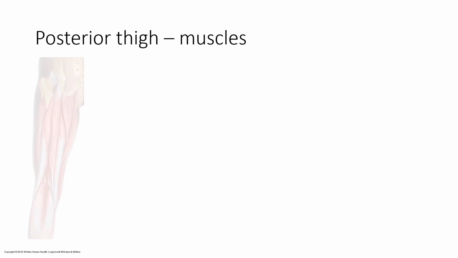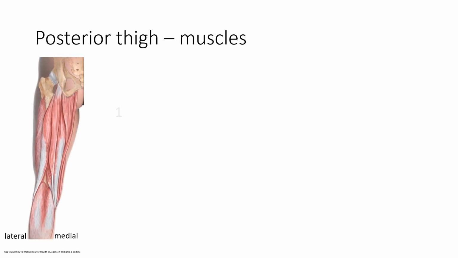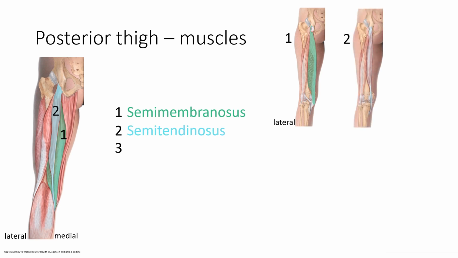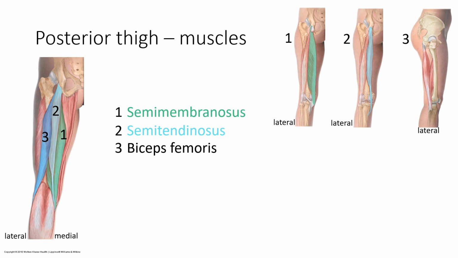Let's move on and talk about posterior thigh muscles. So in our posterior thigh, there are three main muscles that we're going to be looking at. The first muscle is the semimembranosus muscle. Our next one is just superficial to it, called the semitendinosus. And then lastly, we have our biceps femoris muscle. This muscle has two heads.